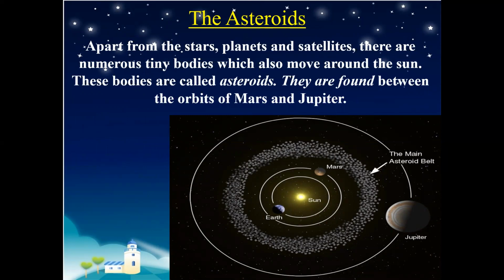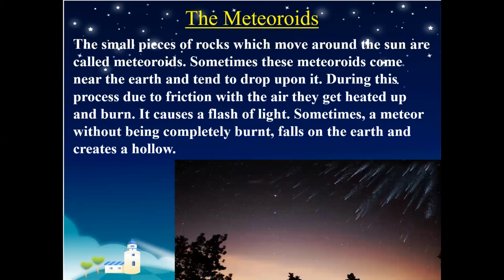They are found in the belt between the orbits of Mars and Jupiter. Then, meteoroids. The small pieces of rocks which move around the sun are meteoroids. Sometimes these meteoroids come near the Earth and tend to drop upon it. During this process, due to friction with the air, they get heated up and burn. It causes a flash of light. Sometimes a meteor, without being completely burnt, falls on the surface of the Earth and creates a hollow.